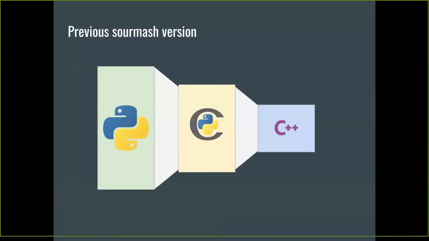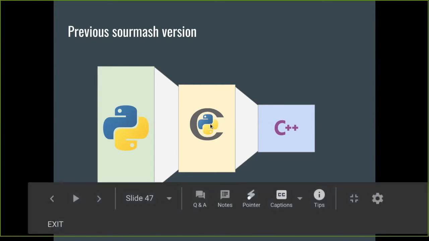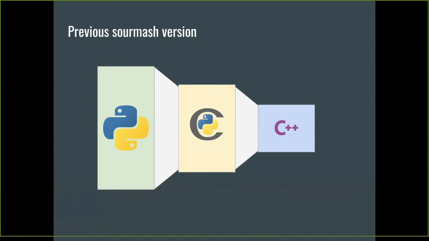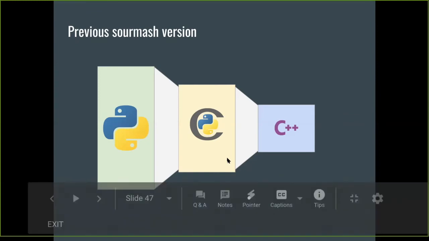I said that before, on a previous version of Sourmesh, we used C++ for performance in the core functionality. And the bindings were written in Cython, which is a Python-like language that allows you to use C and C++ types to make your code faster. And this worked well for some time, but we always had a problem of getting the functionality stuck in this middle Python layer and not transitioning all the way from Python to C++. So it was kind of living in this weird limbo in the middle.